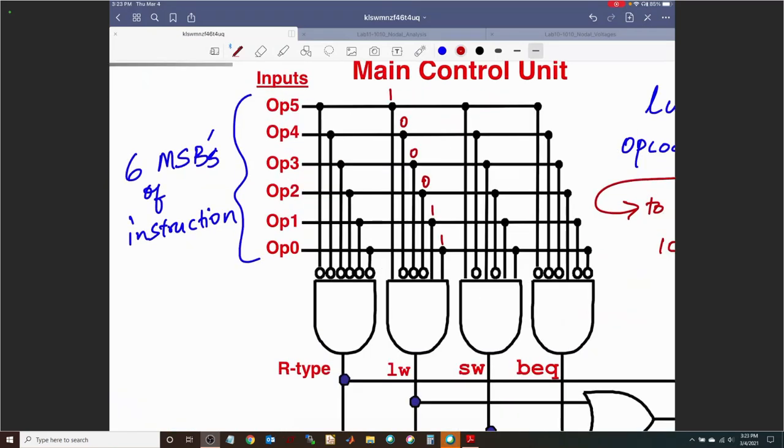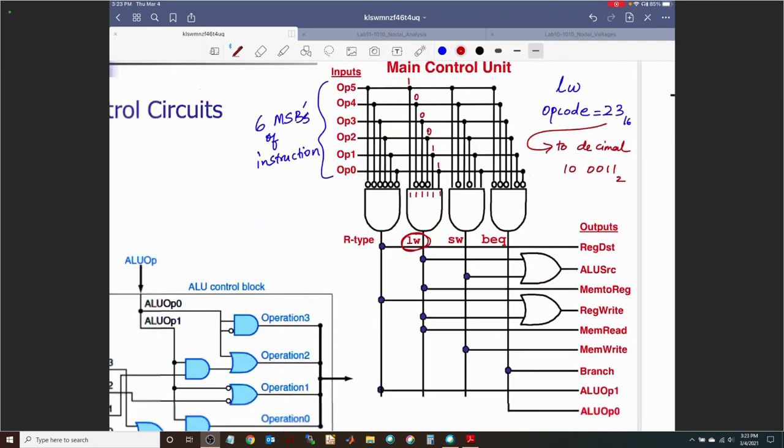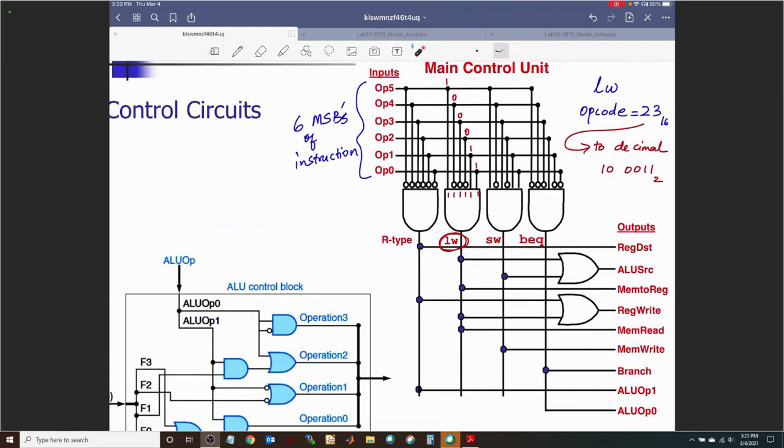The 3 bits in the middle are getting inverted. At the end, I will get all ones over here. Goes through an AND gate to assert the load word signal. And then if load word is active, ALU source is going to be asserted. Or if store word is active, ALU source is going to be asserted.